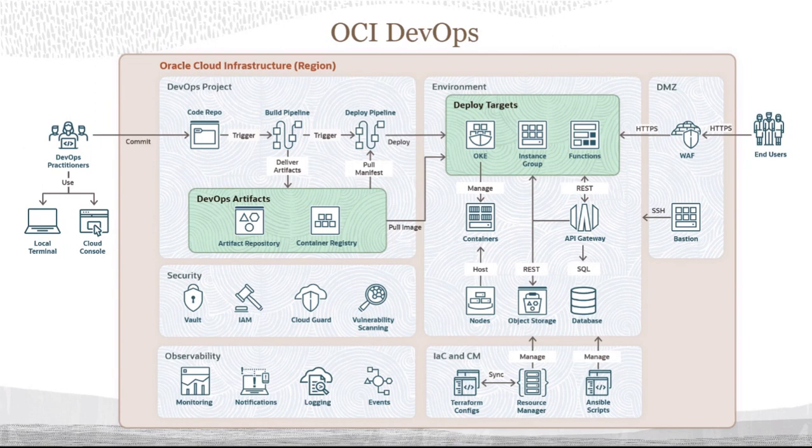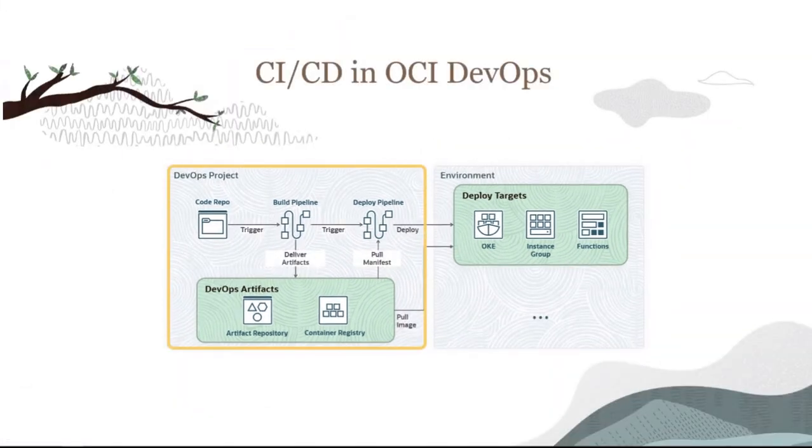Let's take a closer look at the OCI DevOps service offering. OCI DevOps project is a logical grouping of DevOps resources needed to implement a CI/CD workflow. DevOps resources can be artifacts, build pipelines, deployment pipelines, external connections, triggers, and environments.